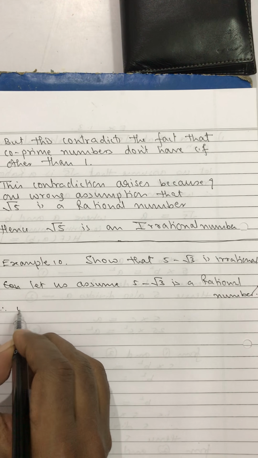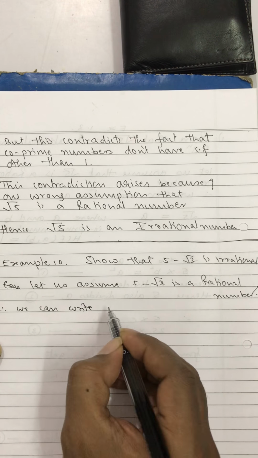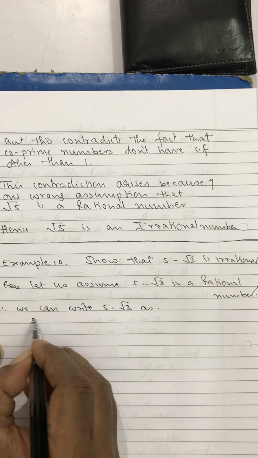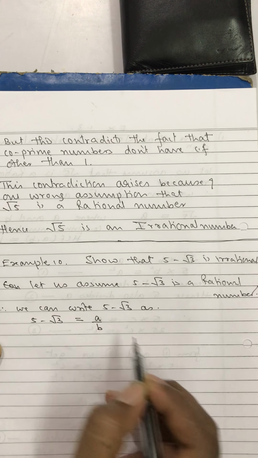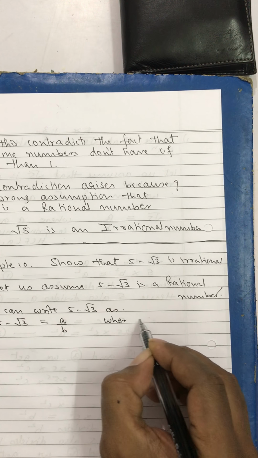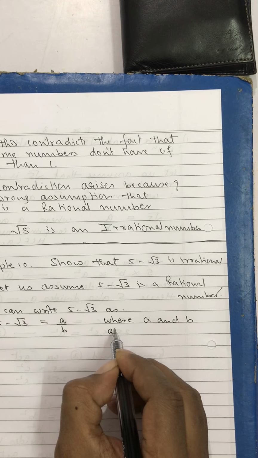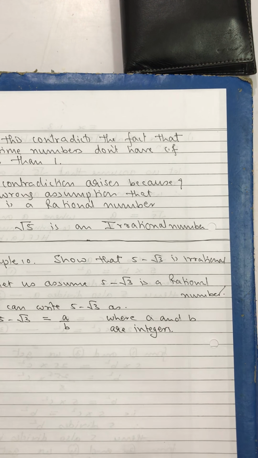Therefore, we can write 5 minus root 3 as A upon B, so this is simple. Now here we don't have to really consider them as co-prime numbers. You can just claim them as integers. That's all. Where A and B are integers, just simple integers. Why?